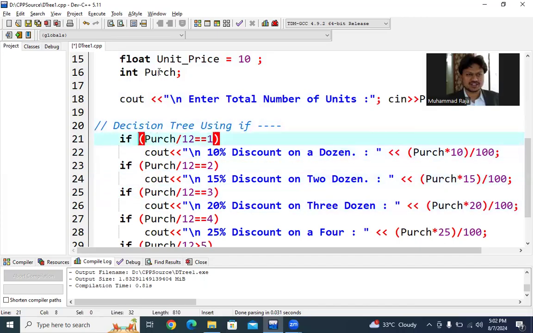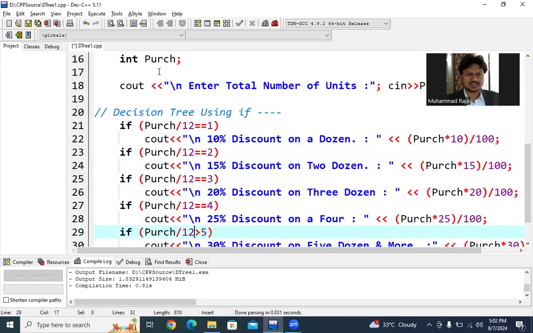Any condition that gets true, only and only that line will be executed. If the purchase divided by 12 is equal to 1, it means the resultant will come as 1. If you have 14, then automatically the division by 12 comes to 1. So it is 1 dozen, so 10% discount on a dozen. We use the simple formula for calculating 10%: purchase multiplied by 10 divided by 100, and so on. If it's 2 dozen, then we give them 15% discount, and for 3 dozen, we give them 20% discount, and if there are 4 dozen, we give 25% discount.